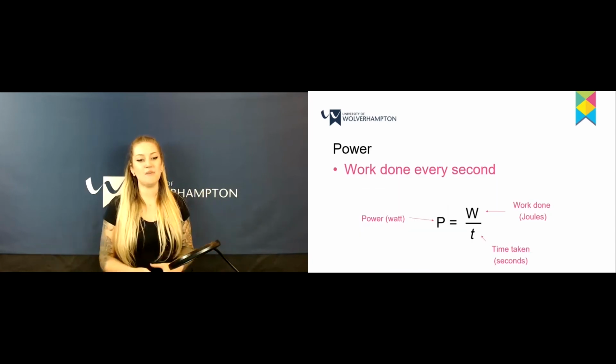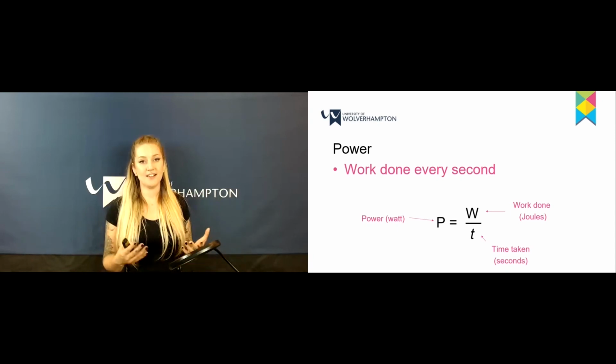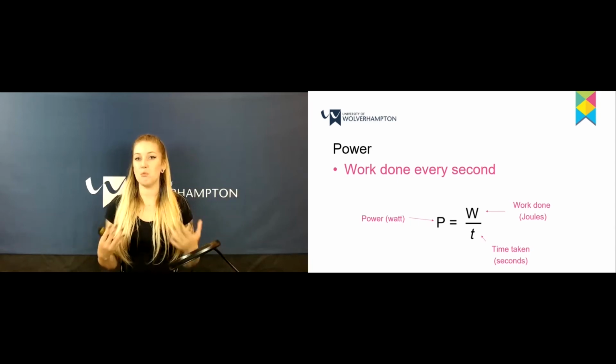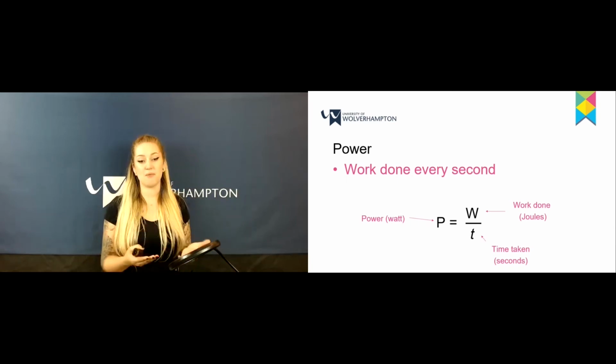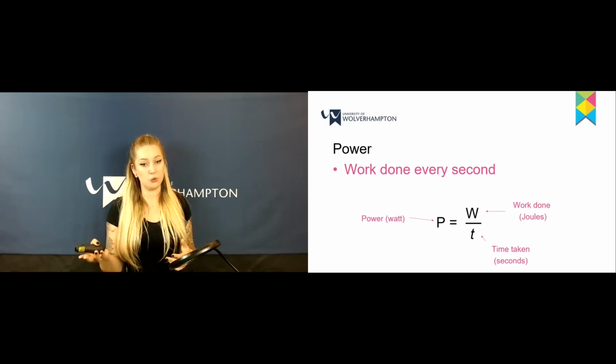Okay, and finally, power. Just to reiterate, power is the work done every second, and this is the formula below. Again, it's measured in watts, and it's signified here as a capital P. So power equals the work done, which is in joules, divided by the time taken in seconds.